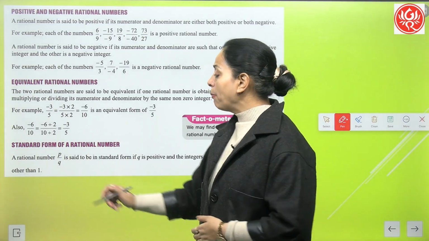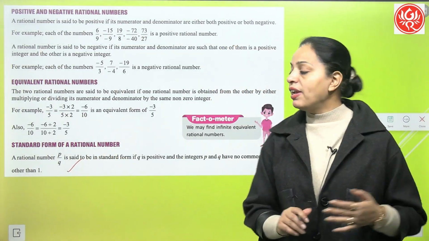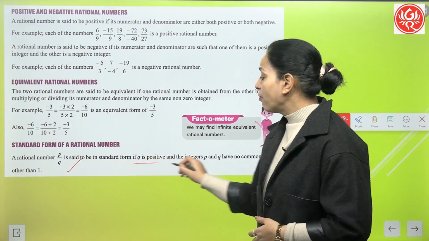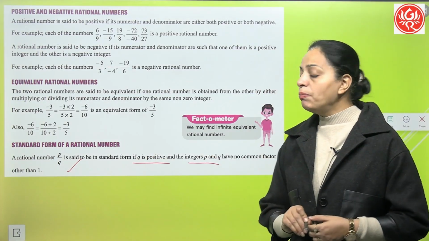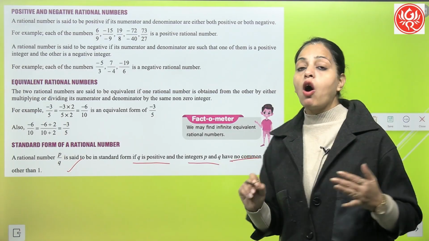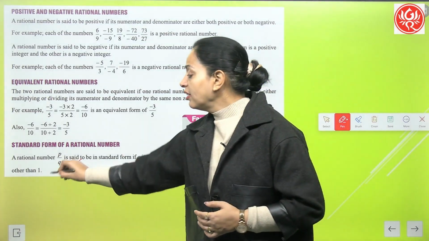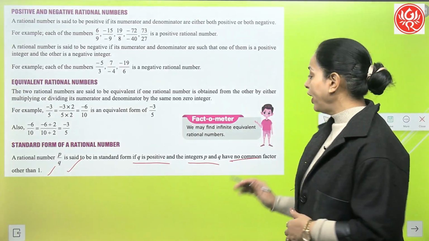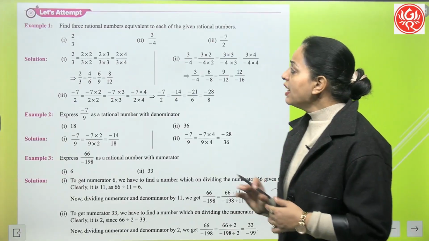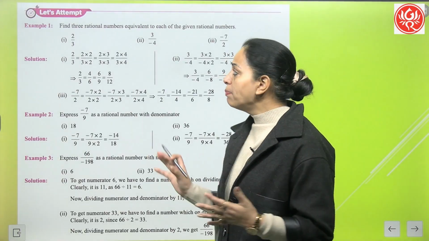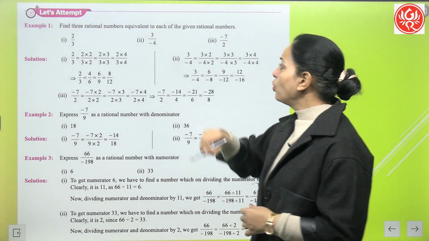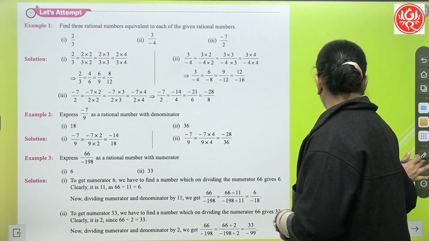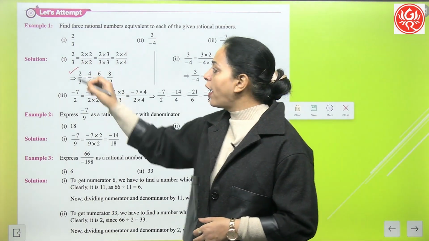A rational number p by q is said to be in standard form if q is positive and the integers p and q have no common factor other than 1, right? So, see here, let us attempt some examples. Example 1: find three rational numbers equivalent to each of the given rational numbers. The first one is 2 by 3.